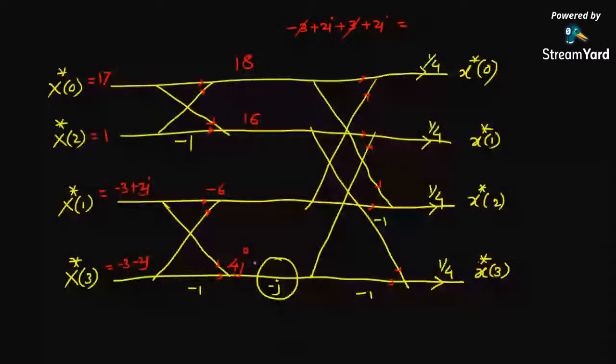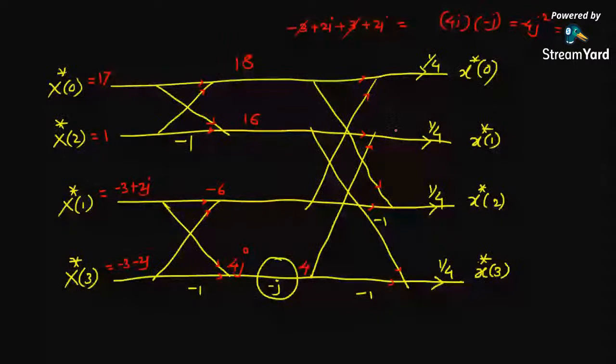4j. Now multiply 4j with minus j, so it is 4j multiplied by minus j. So it is 4 minus 4j square. What is j square? It is minus 1. It is equal to 4. So the answer will be 4.